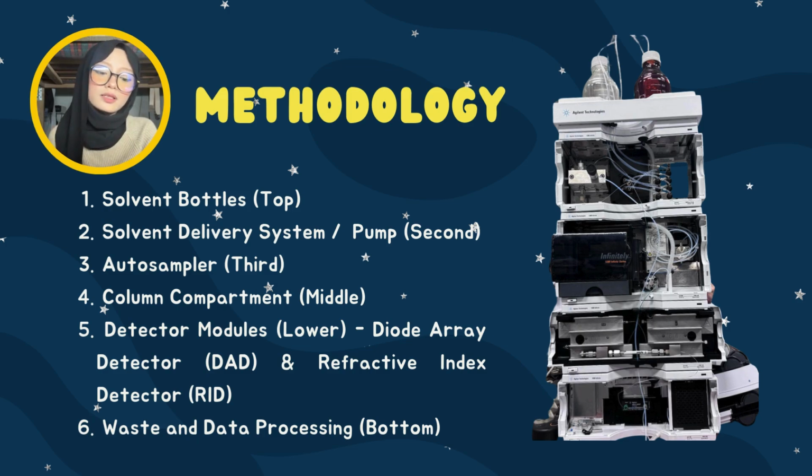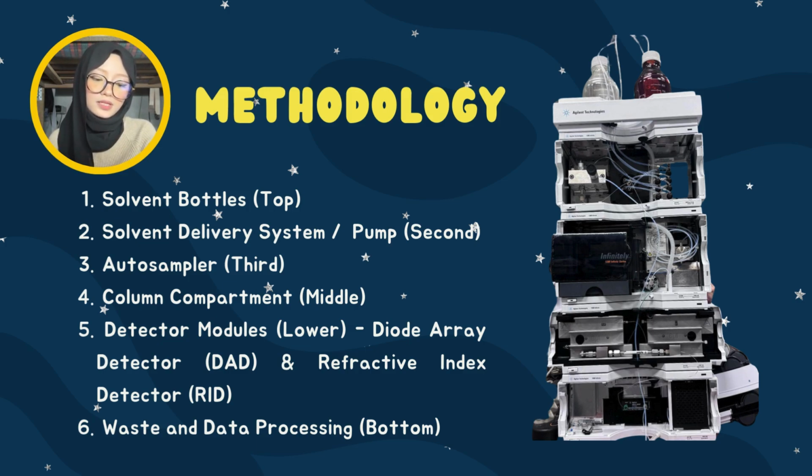This is the critical section where the separation of sample components occurs based on the interactions with the stationary phase and mobile phase. The detector modules are positioned below the column compartment. These include detectors like DAD, which measures UV visible absorbance across multiple wavelengths to provide qualitative and quantitative data, and RID, which measures the refractive index of the eluent for non-UV active compounds like sugars or alcohols.